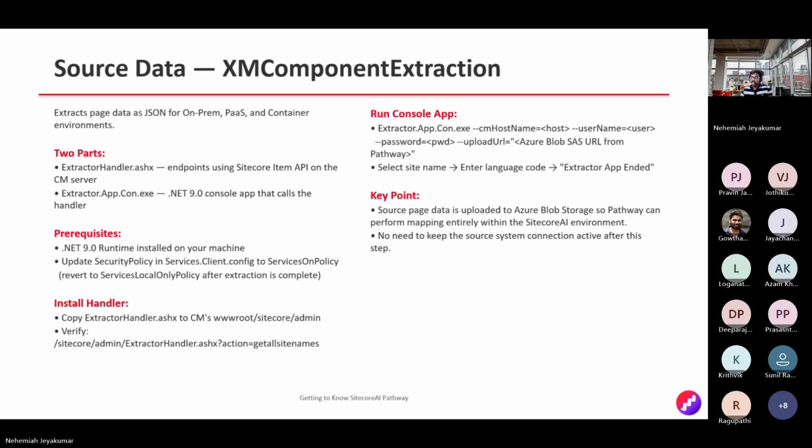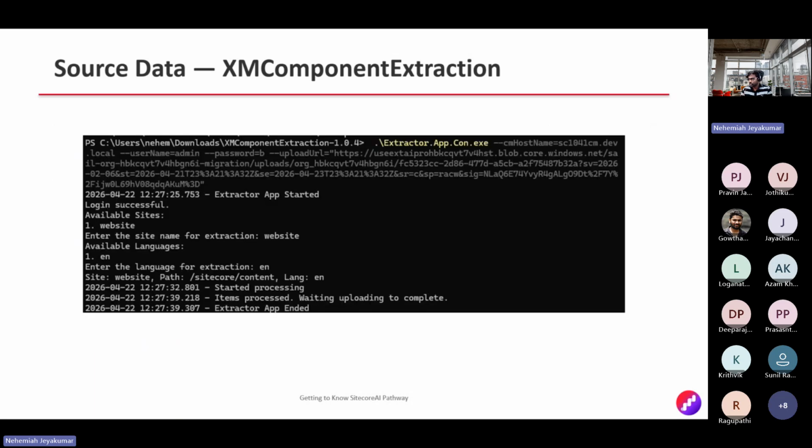Okay. And then once that happens, you have to execute the particular console application. You have to provide your CM host name, your username and password, and the provided upload URL, which is basically Azure Blob Storage. Once you do that, it will ask you to enter what site you're going to migrate and in what language. So I'll just give you an example here.